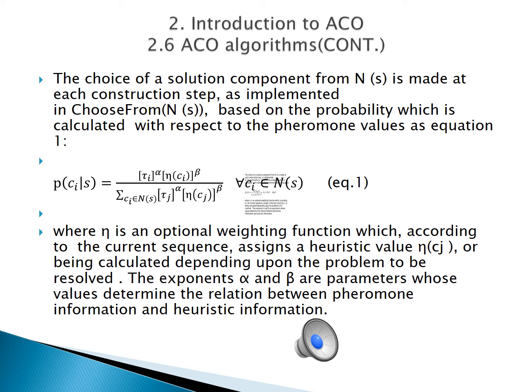The choice of a solution component from N is made at each construction step, as implemented in the choose from N function, based on the probability which is calculated with respect to the pheromone values, as demonstrated below in equation 1, where η is an optional weighting function which, according to the current sequence, assigns a heuristic value, calculated depending upon the problem to be resolved.